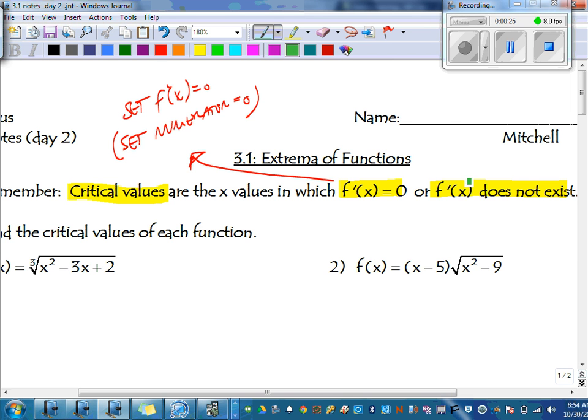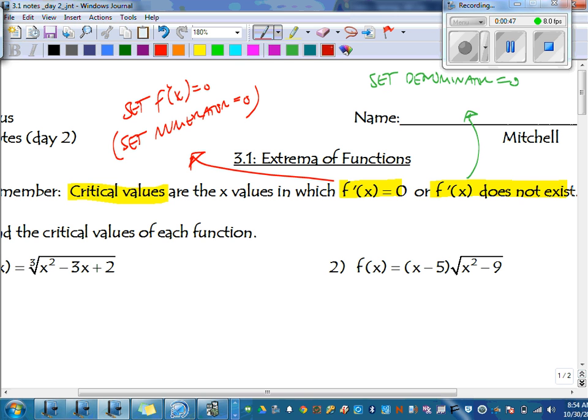When the derivative does not exist, we set the denominator equal to 0. Right, so set the denominator equal to 0 for finding when the derivative does not exist.